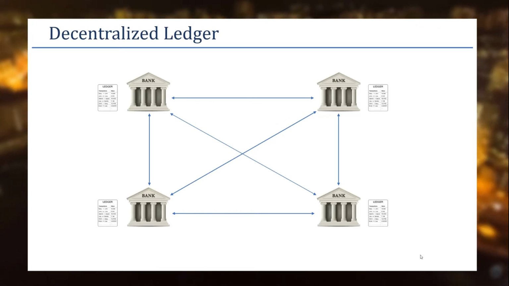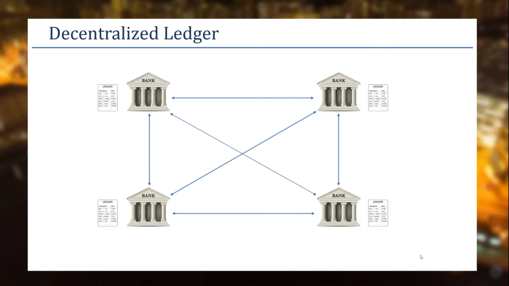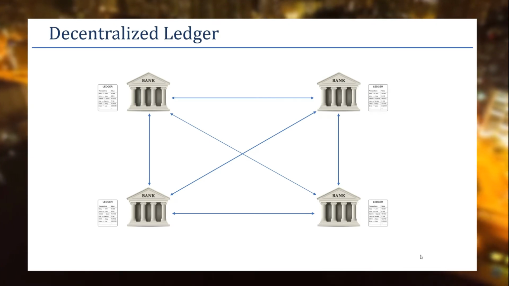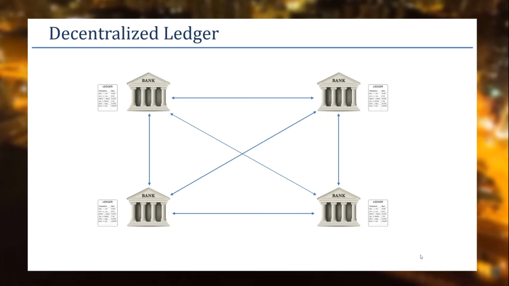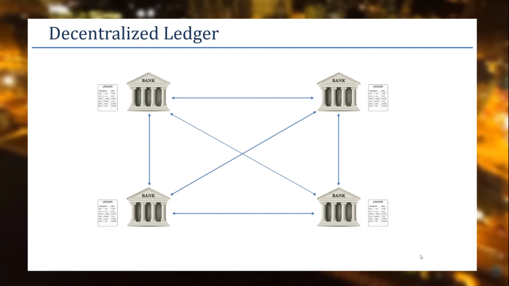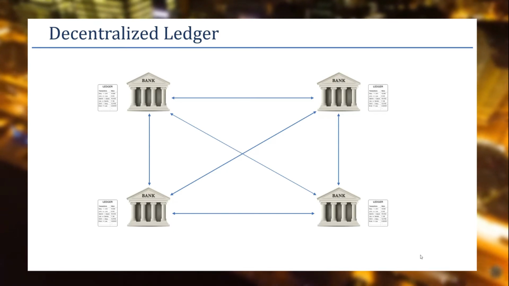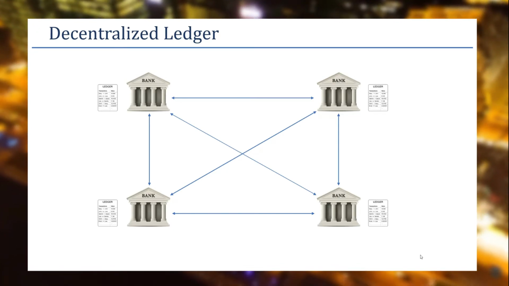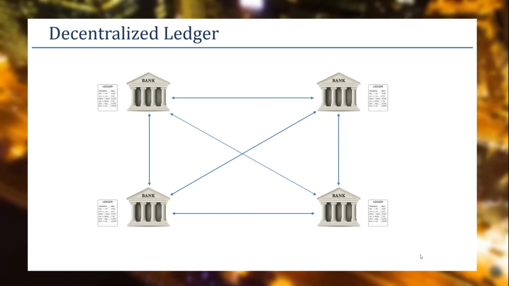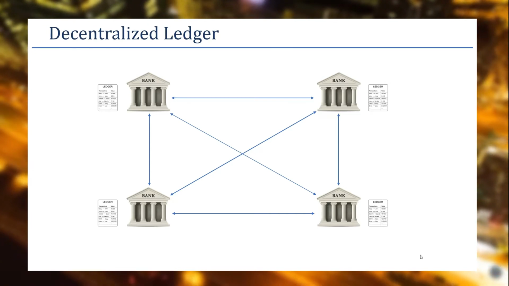So if someone wants to hack these branches or these databases, they need to hack all the places, or at least they need to take down 51 percent of the branches. That is very difficult and time consuming as well. And at the same time, even if one branch is hacked or down, the other branches can easily detect it, because their versions will not match.